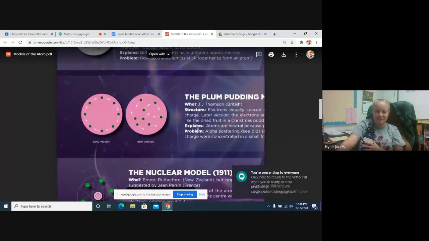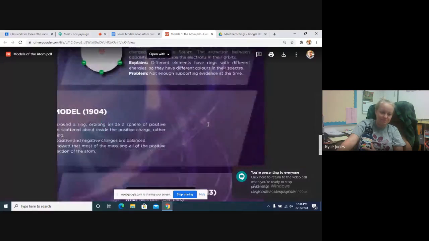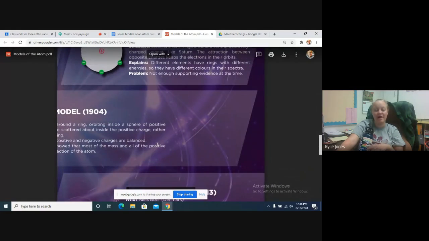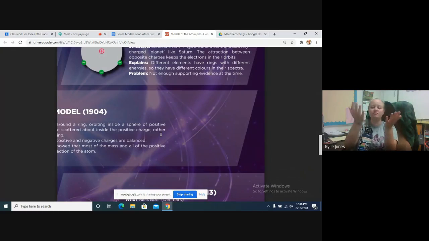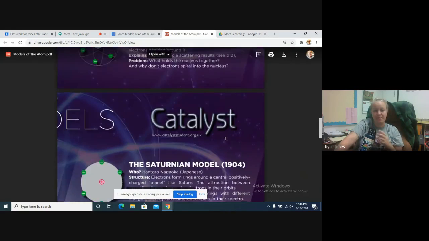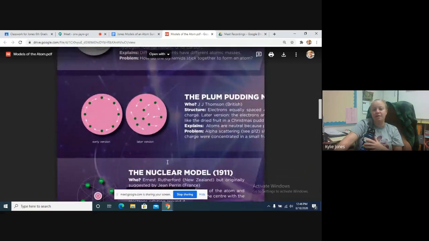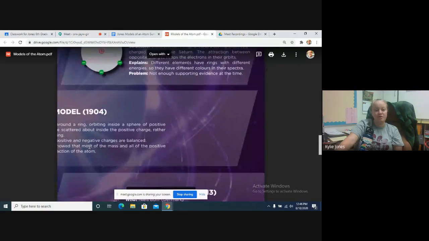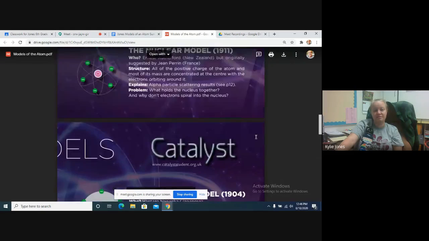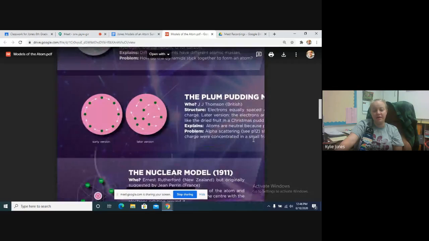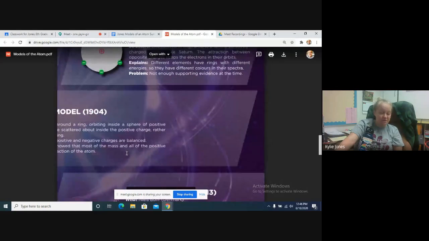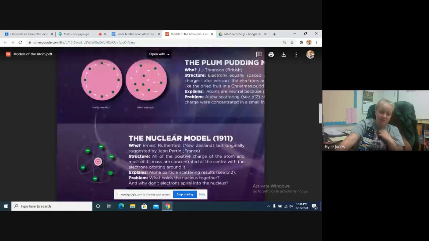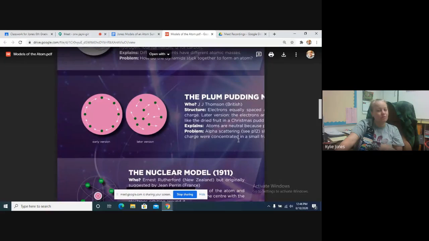So that was the structure, and this explains that atoms are neutral because positive and negative charges are balanced. So kind of like a battery where you have one positive, one negative, and they balance each other out, or a magnet, how they balance each other out. So this shows that they balance, and it creates a neutral atom. And then the last part, the problem: alpha scattering, which we'll read about on page 12, showed that most of the mass and all of the positive charges were concentrated in a small fraction of the atom. Okay, so that was the issue with that one.